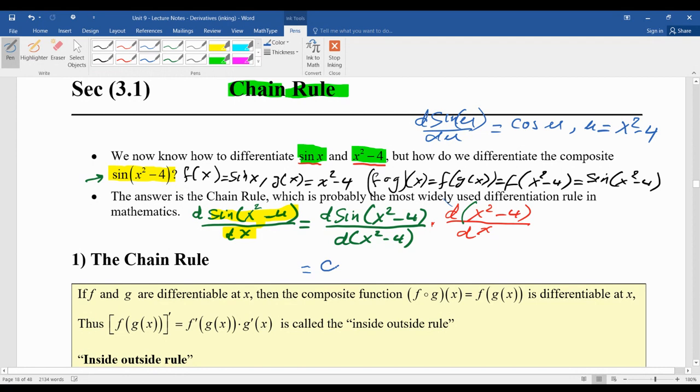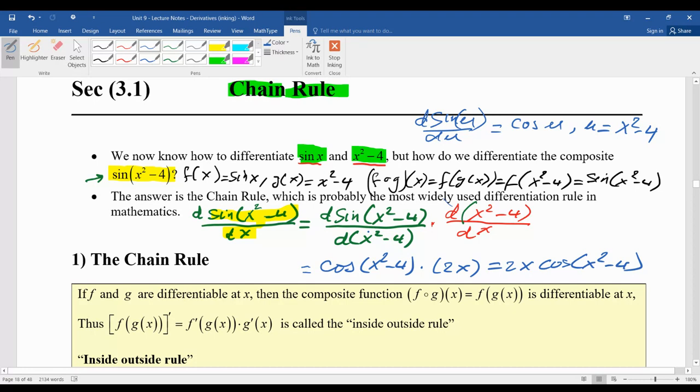So this will be cosine of x squared minus 4. And what is the derivative of x squared minus 4 with respect to x? Well, that's simply 2x because the derivative of x squared is 2x. Derivative of negative 4 is 0. So finally, I'm going to say, well, it's 2x. This is just rearranging this expression. So 2x times cosine of x squared minus 4. So this notation I've been using here to explain how the chain rule works is called the Leibniz notation.